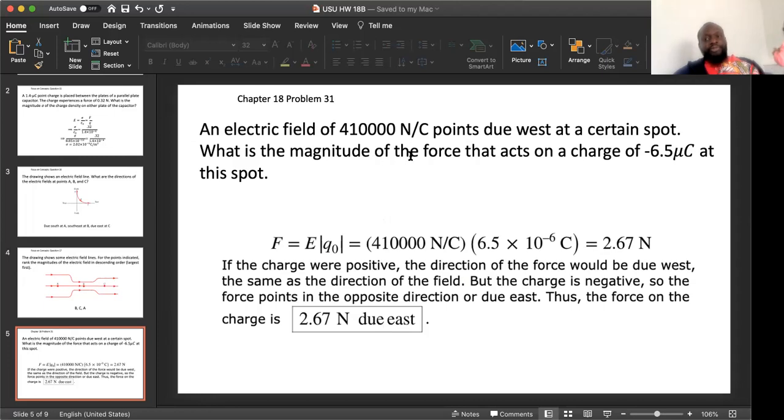Another way to understand this problem is that the electric field is in the direction of a positive charge's force. For a negative charge, the force will be opposite that of a positive charge. So if an electric field is already pointing due west, it means that's where a positive charge will go. So a negative charge will go the opposite direction. That's another way to see through the problem.